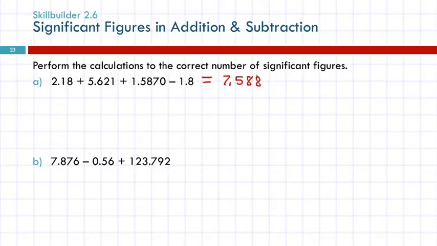Here I have adding and subtracting, and so I'm going to look at number of decimal places. How many decimal places does the first one have? 2. And the second one? 3 decimal places. And the third one, sorry. This one. It's got 4. And the last one. Just 1 decimal place. Adding, subtracting, counting decimal places. So the smallest number of decimal places is 1, and so my answer should have 1 decimal place. The next digit is 8, so we round this to 7.6. Questions?